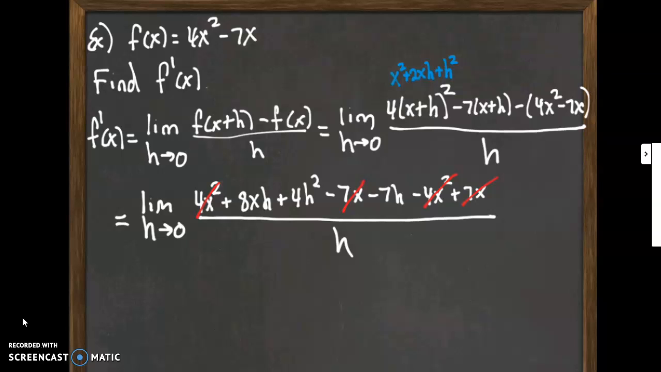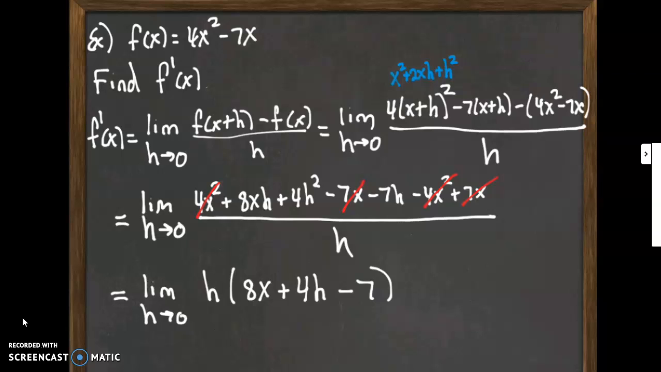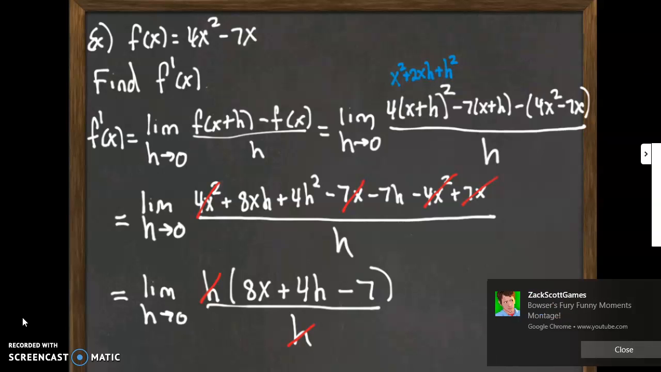So now, although there's still a bunch of stuff left in the numerator, every one of those pieces has h as a common factor. And so we can factor that h out of the top. And when we do, we're left with 8x plus 4h minus 7. We took an h out of all 3 of those pieces. And then that's all over h. And so finally, the h's can cancel out, getting rid of our zero factor.